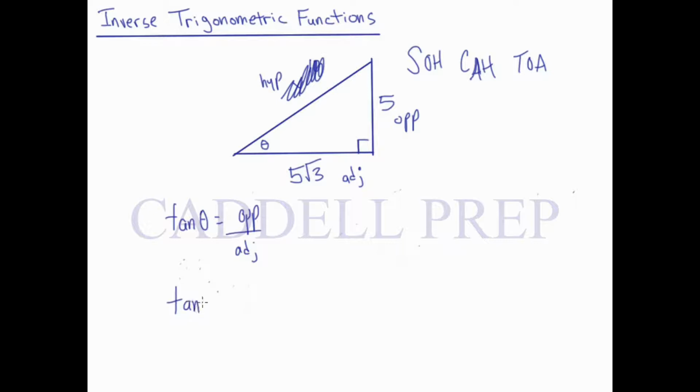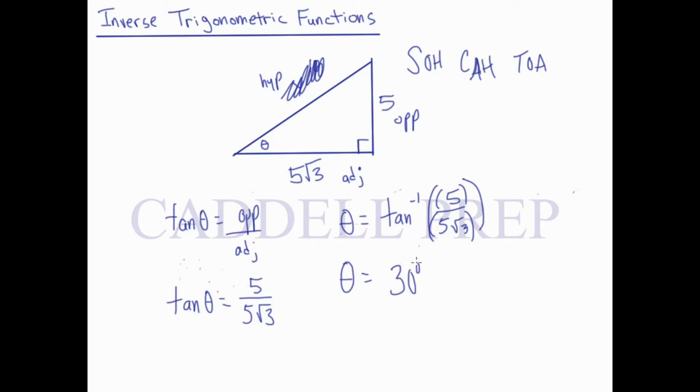So we have tan theta equals 5 over 5 radical 3. And now to get theta by itself, we have to do the inverse tangent of both sides, or arctangent. So we end up with theta equals arctan, or inverse tan, 5 over 5 radical 3. If you're using a calculator, make sure you put this in parentheses divided by this in parentheses. And we'll still end up with theta equals 30 degrees.